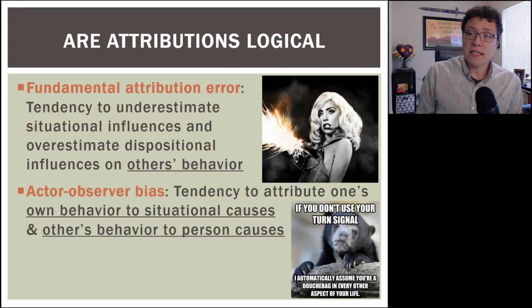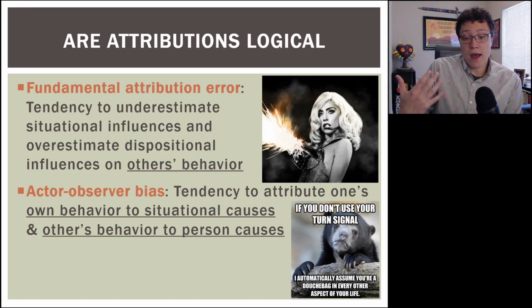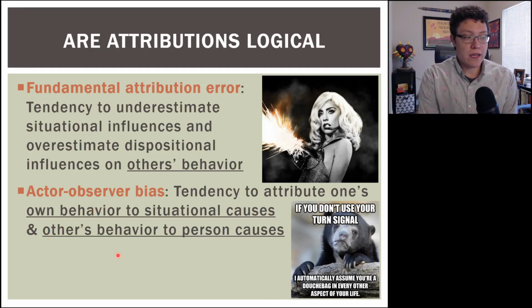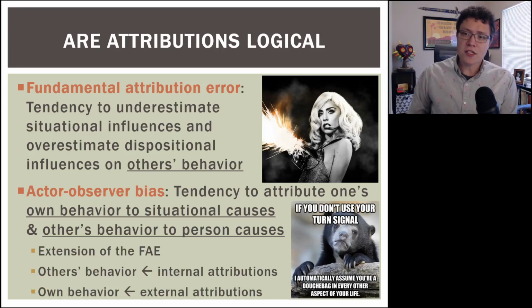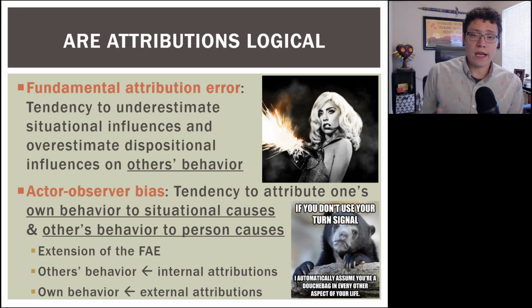Then we also have this idea of an actor-observer bias, right? Where we tend to attribute our own behavior to the situation. Well, I didn't do good. That was because the exam was too hard. But when other people do bad on the exam, we might say, well, they're just not smart. So this is an extension of the fundamental attribution error, where others' behavior is related to internal attributions, but our own behavior is related to external attributions.